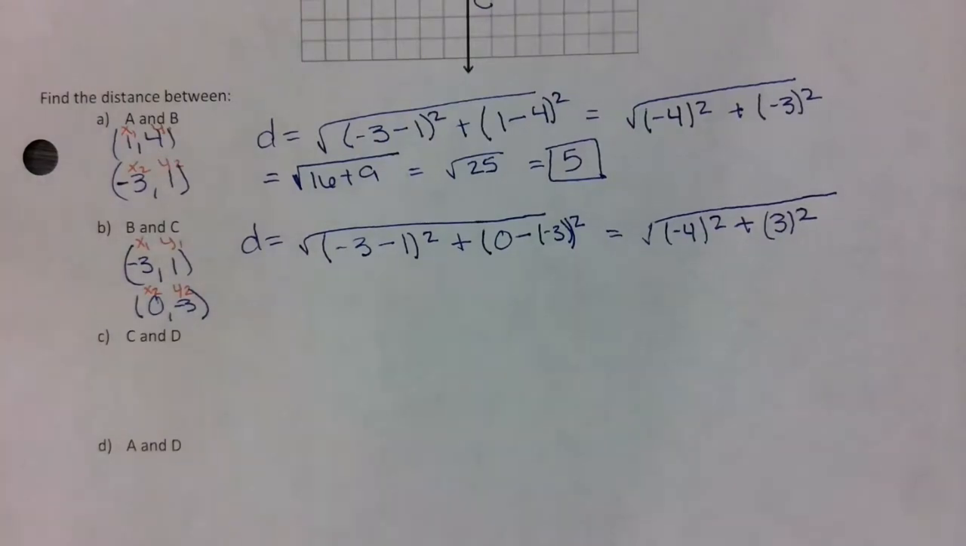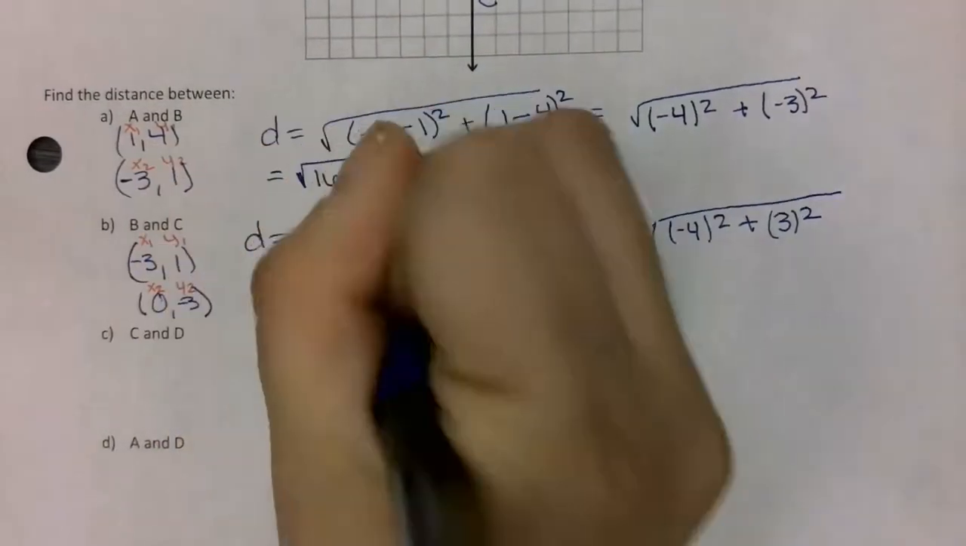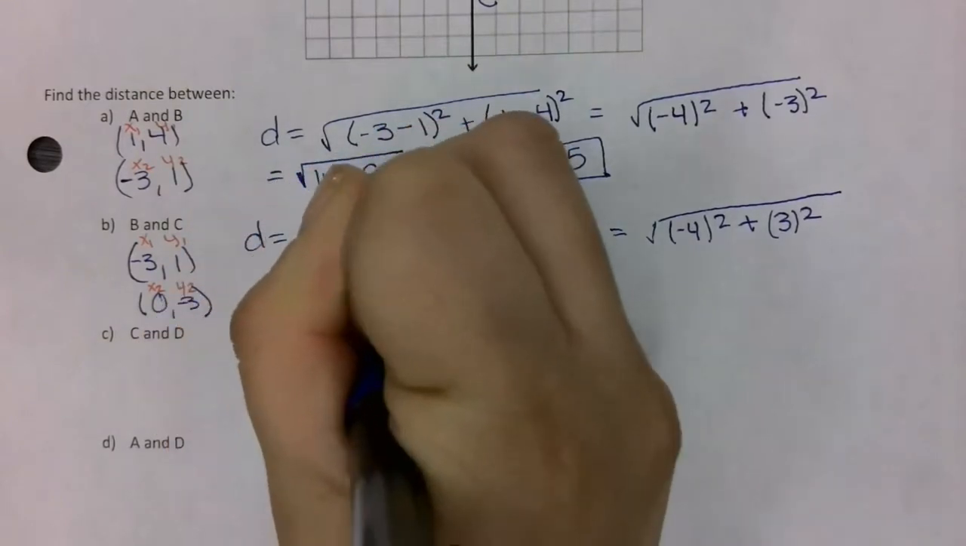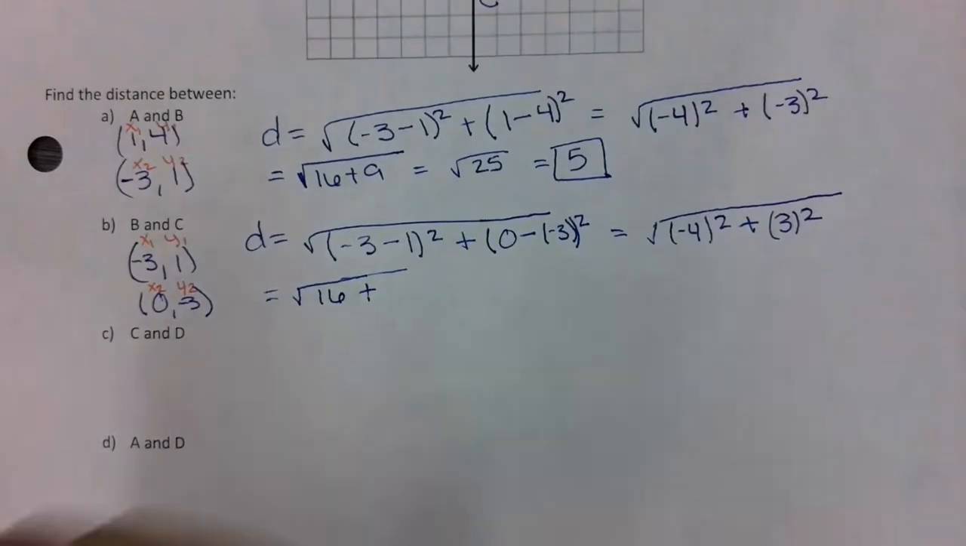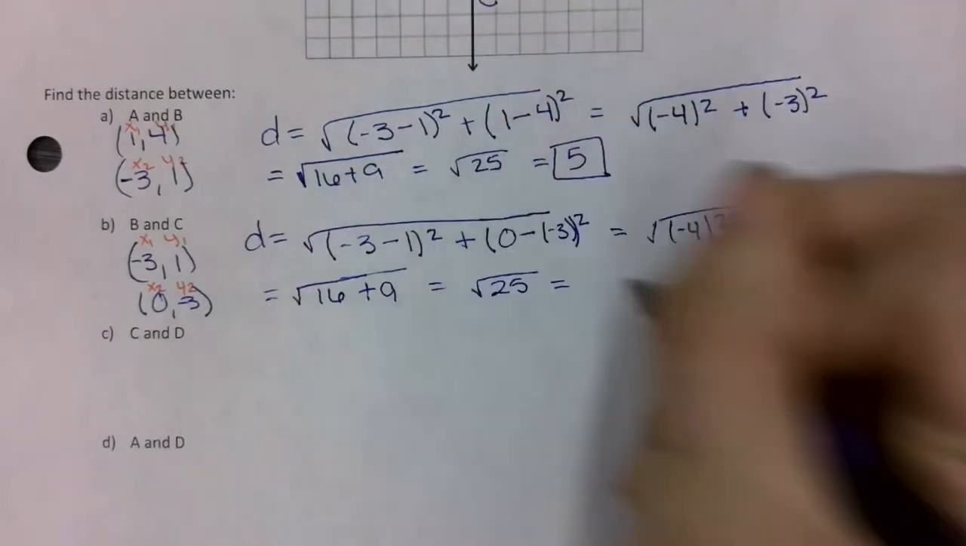Okay. Then I want to... What is 4 squared? I mean negative 4 squared. No. Just 16. 3 squared? 9. 25 again. So my answer is?